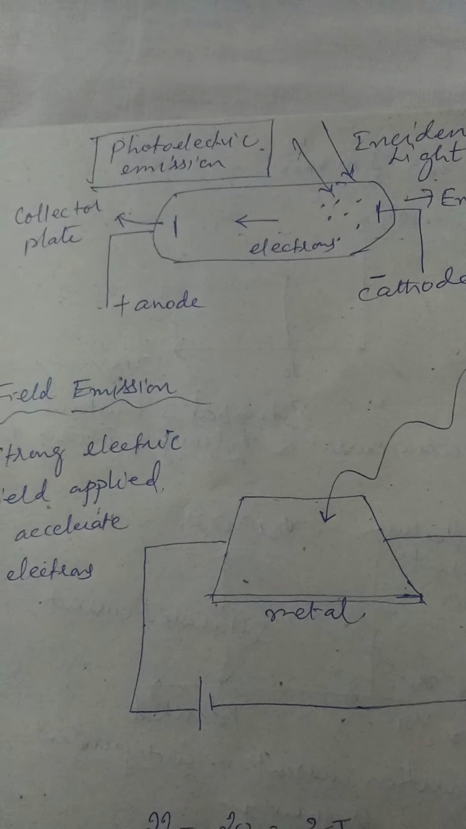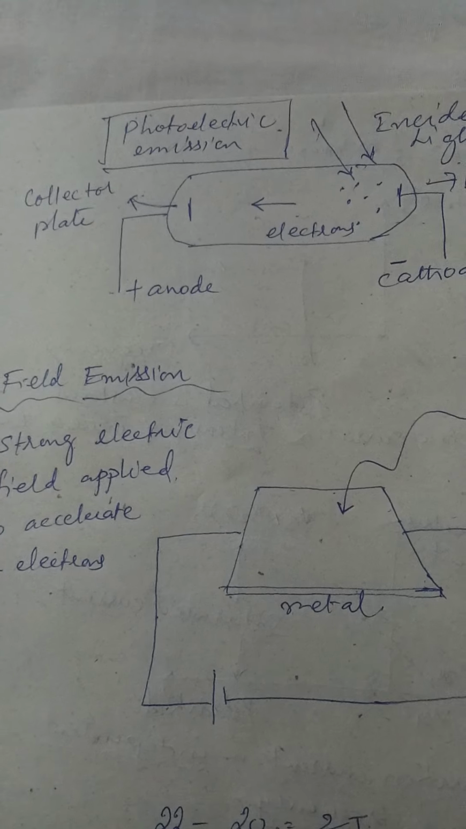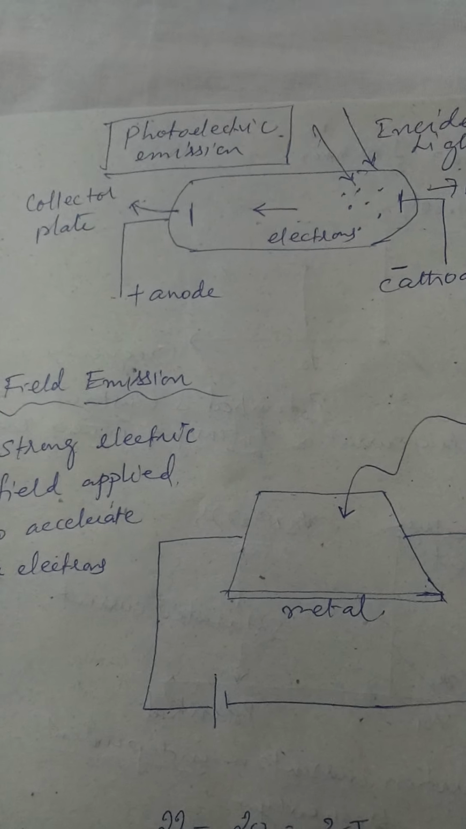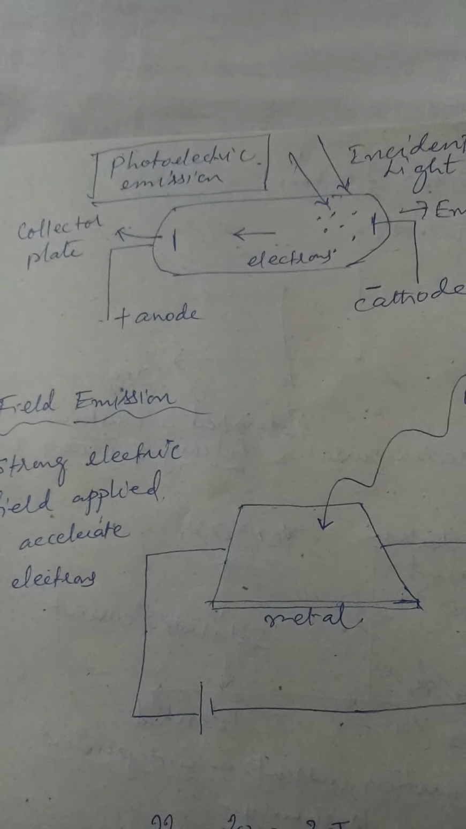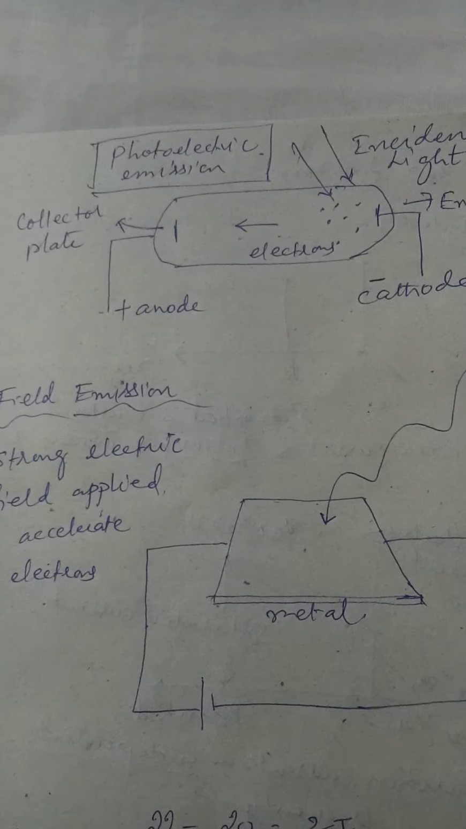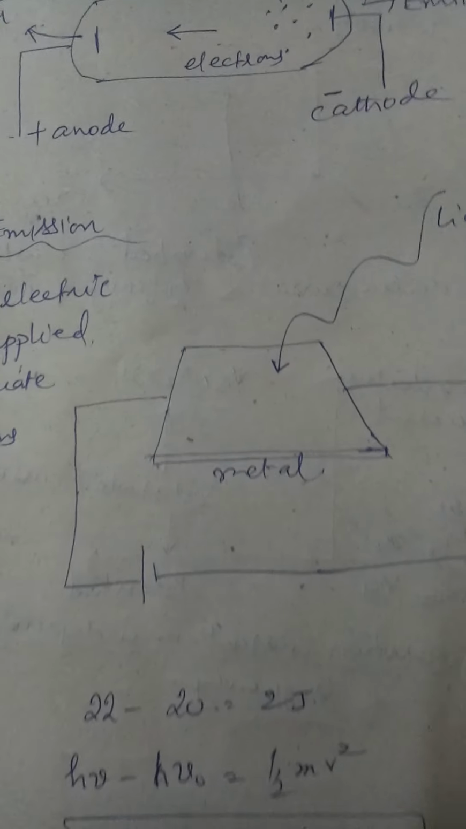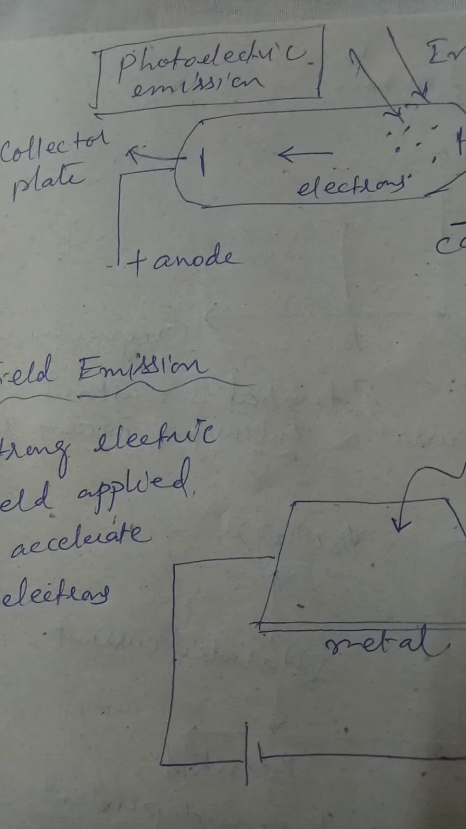So this is an important step in the creation of this photoelectric current. Remember very carefully, this collector plate polarity is reversed only to stop the additional flow of electrons from the emitter plate. So in this situation, let us say that the stopping potential is V0.